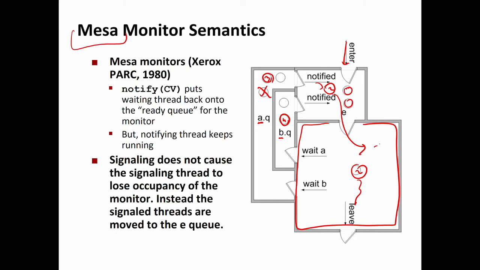Oh, wait, this should wait A and this should wait B, okay. So we then go in here, okay. So you get the idea. In the Mesa case, the waiting thread basically gets put back into the ready queue, which is like this. In this case, the ready queue is the entrance of this monitor, but the notifying thread keeps running, okay. And this is basically very important.